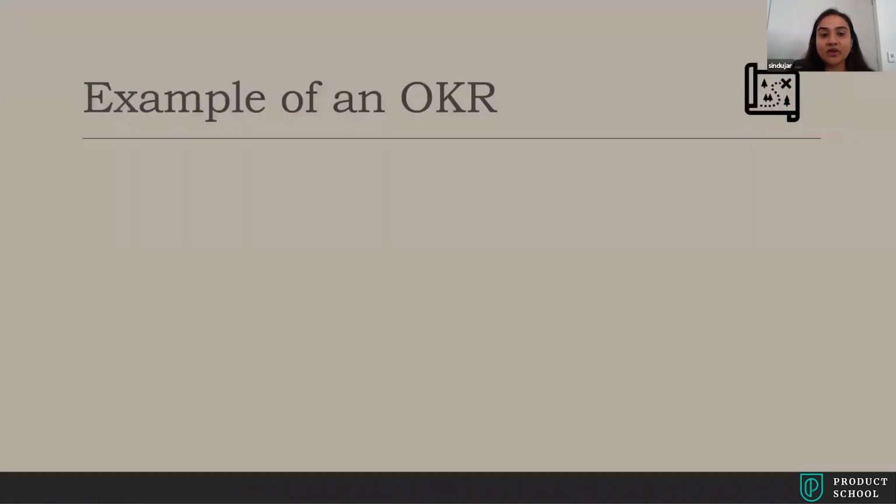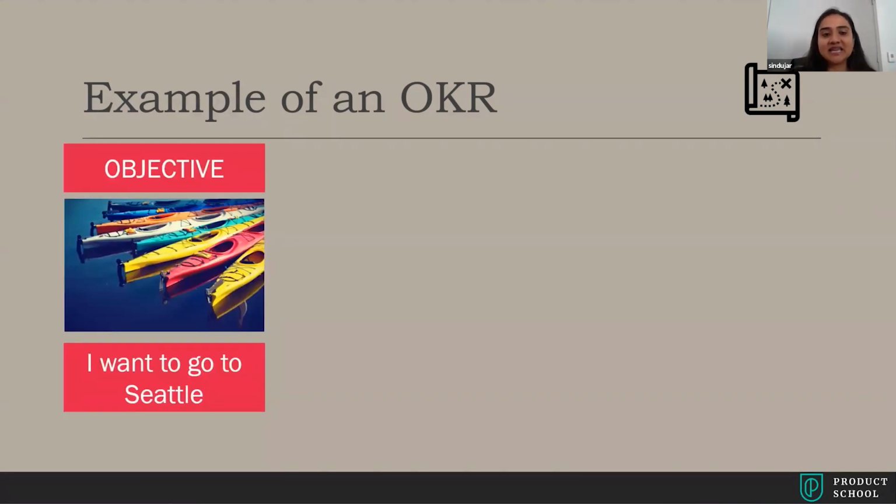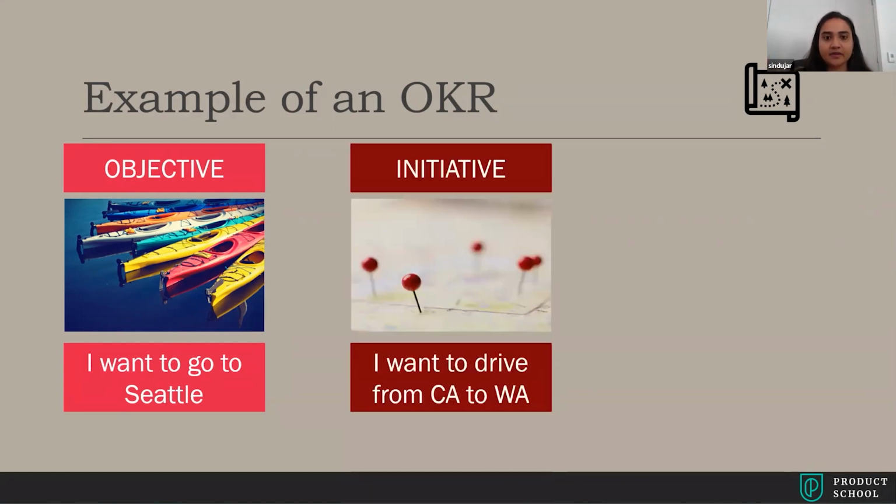As we keep moving on, I have put together a very simple example, in plain terms, of how we can define an OKR. Let's say your objective for today is that you want to get to Seattle. You are starting from point A and your destination is going to be Seattle. That's your objective. Your initiative is that you want to drive from California to Washington.